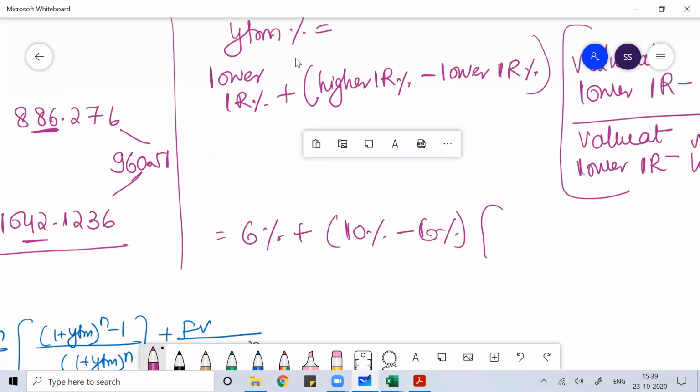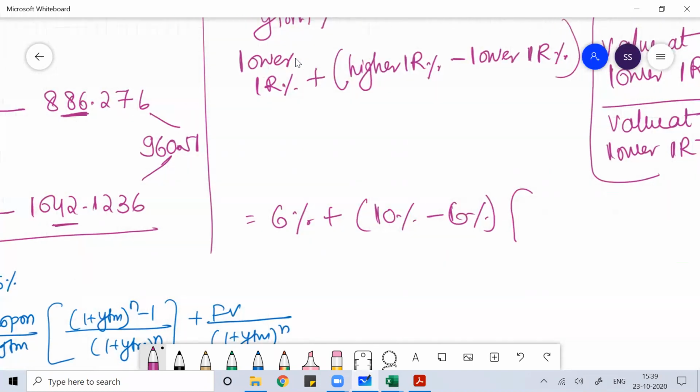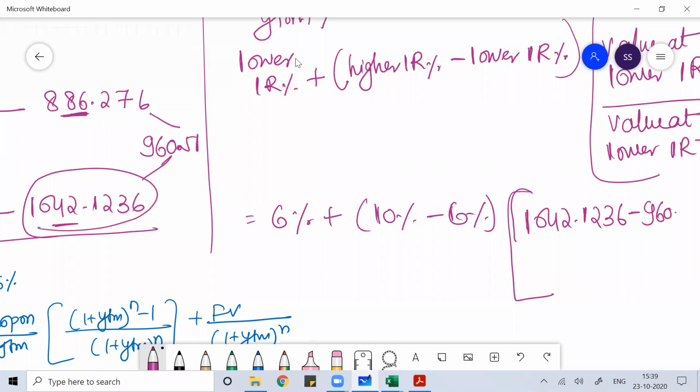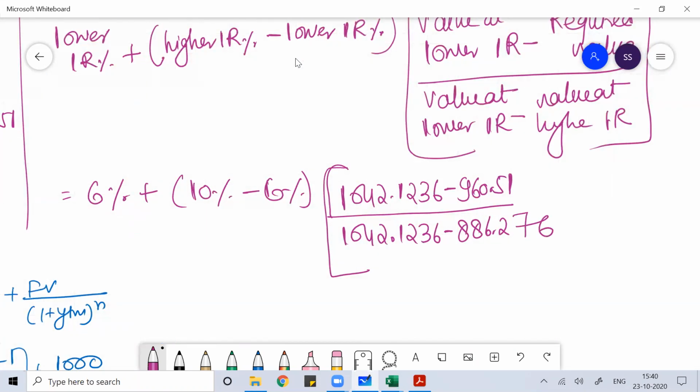What is the value you get at the lower interest rate? That is 1042.1236, minus the required value, which is 960.51. You want that as your price. Divide by the value at the lower interest rate, 1042.1236, minus the value at the higher interest rate, 886.276. This is the formula. So this is 6% plus 4%, multiplied by this.